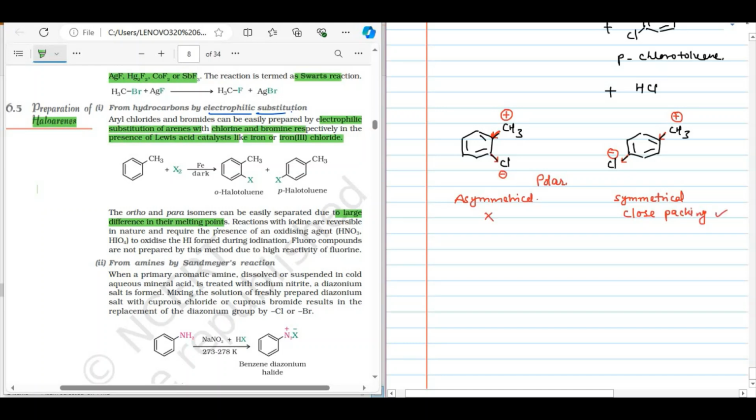But it cannot be packed closely. As it is packed closely, the van der Waals force of attraction between the molecules is more. Van der Waals force of attraction will be more. As there is more van der Waals force of attraction, the melting point will be higher.